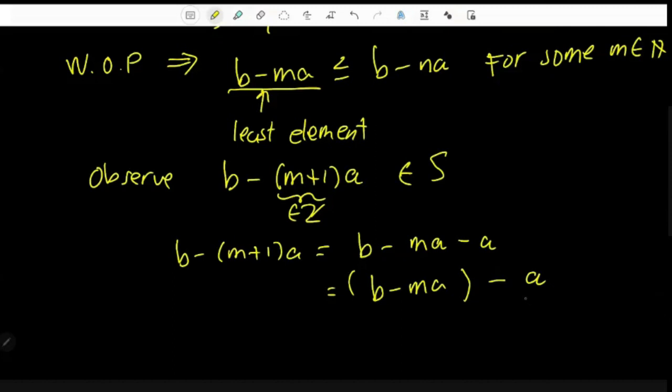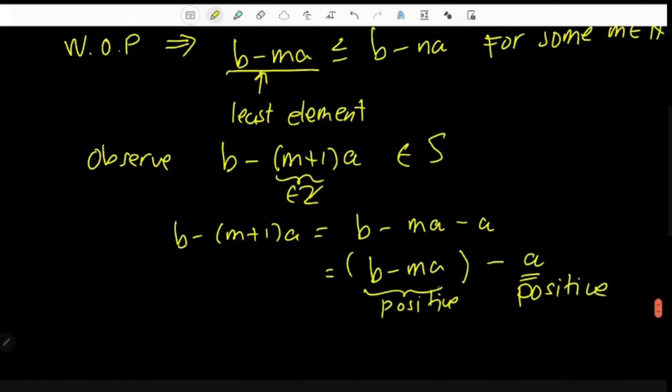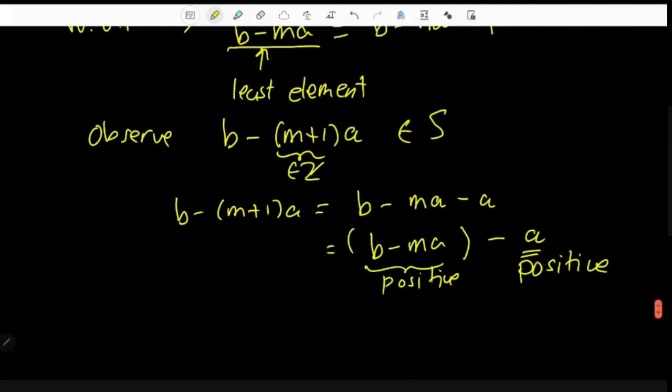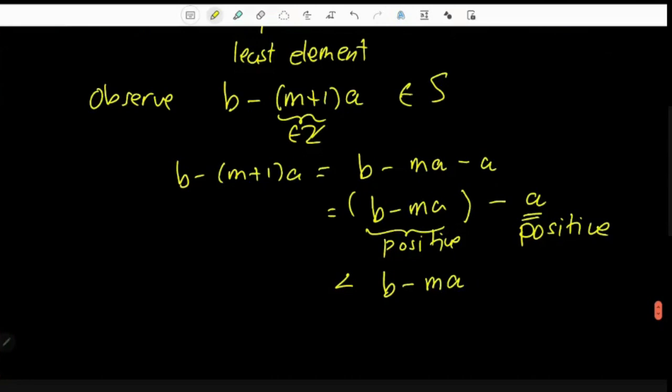Now, A is positive. B minus A is positive. So, anong ibig sabihin yan? Meron kang B minus MA, binawasan mo ng A. So, anong nangyari? So, lumiit yung value. So, ang ibig sabihin, yung value na to, mas maliit yan, tama? Kaysa kay B minus MA. Mas maliit kasi binawasan mo ng A. So, yung B minus MA, pag binawasan mo ng A, liliit yung value ng B minus MA. So, mas maliit yon kaysa doon sa B minus M plus 1 A.